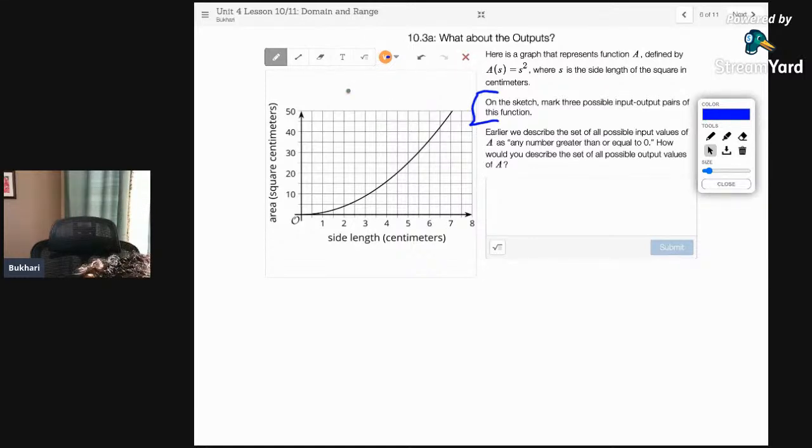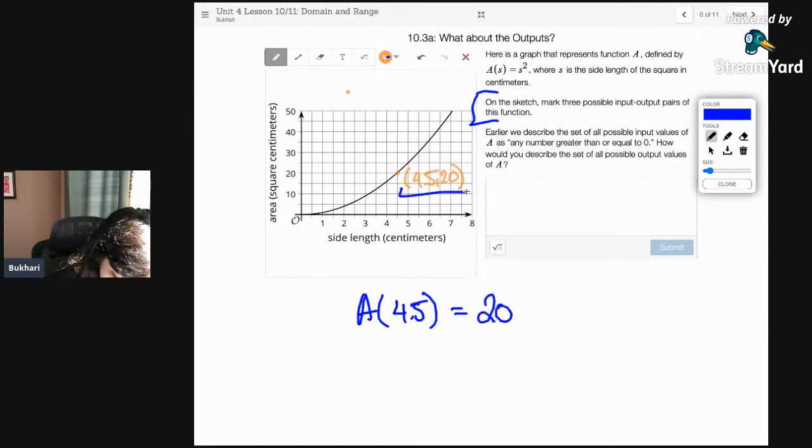And so I know that one input-output pair is 4.5 and 20, right? I can choose this point here. This is 4.5 and 20. And so we can determine 3 other input and output pairs as part of our function. You can write it in function notation if that's, excuse me, more helpful for you. A of 4.5 gives me 20, or you can write it as your coordinate points. Either way is acceptable for me.